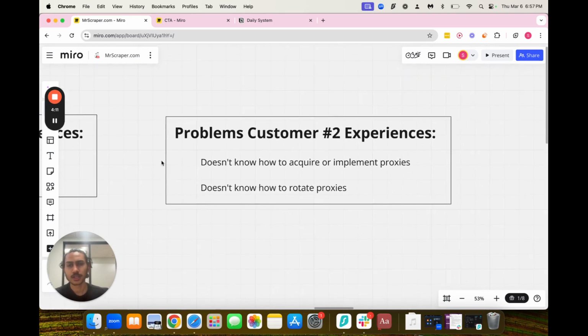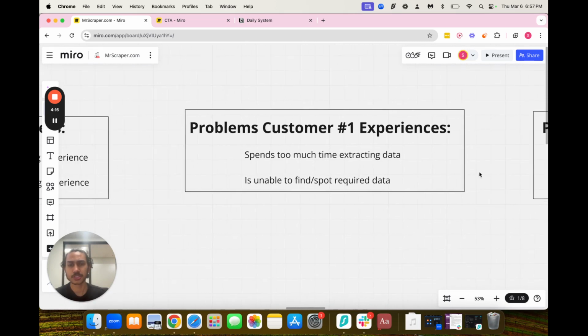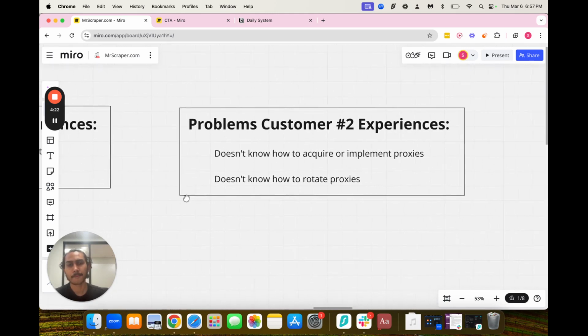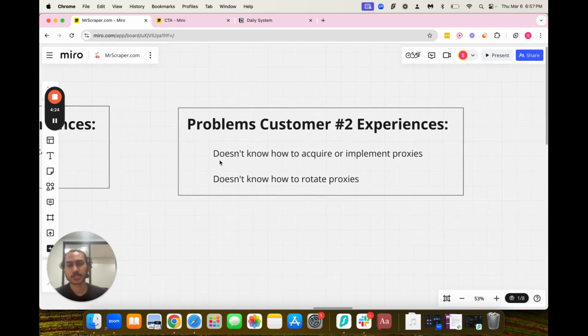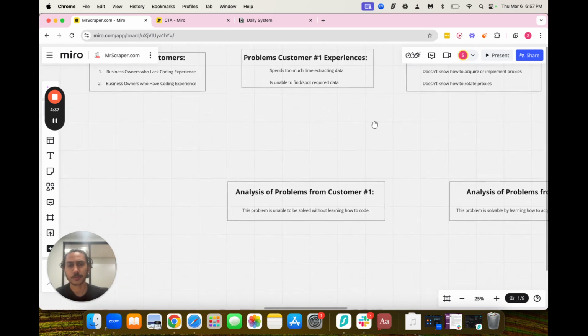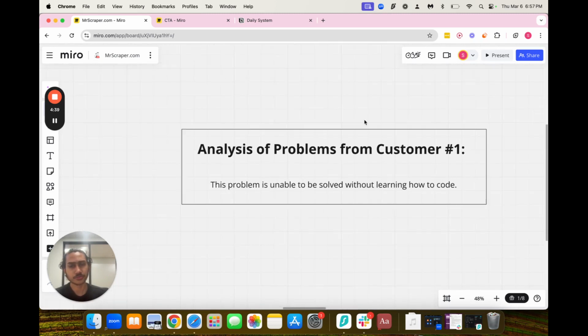And then for the problems customer number two experiences, which are business owners who have coding experience, one problem is they don't know how to acquire or implement proxies. And number two, they don't know how to rotate proxies, right? When you're extracting data.